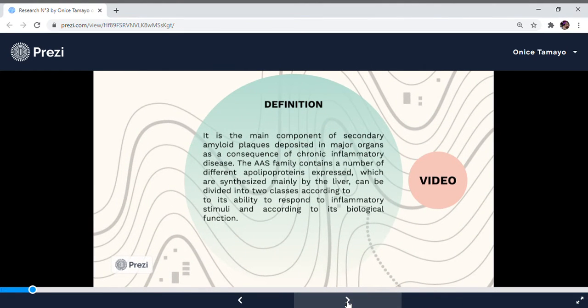Definition: it is the main component of secondary amyloid plaques deposited in major organs as a consequence of chronic inflammatory disease. The SAA family contains a number of different apolipoproteins, which are synthesized mainly by the liver and can be divided into two classes according to their ability to respond to inflammatory stimuli and according to their biologic function.